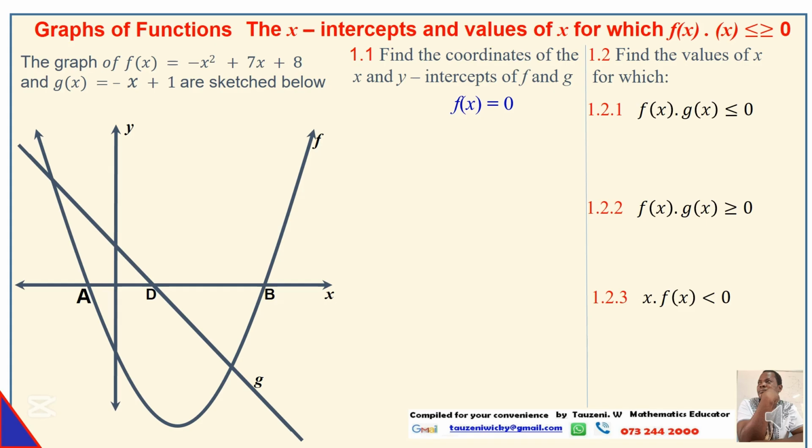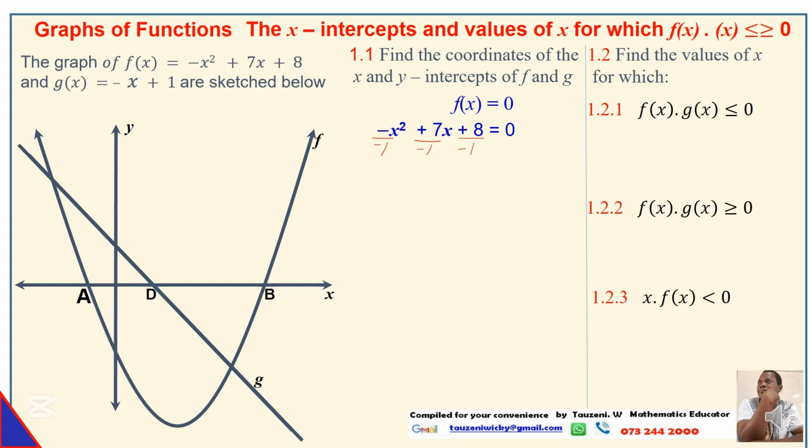A and B are the x-intercepts of the parabola, and the method we use to determine the x-intercepts of the function is to equate the entire equation to 0. So our equation for the parabola is f of x equals minus x squared plus 7x plus 8. Now f of x is equal to 0, which means the whole equation is equal to 0. Then from there, we solve the equation by any method that we are comfortable with.